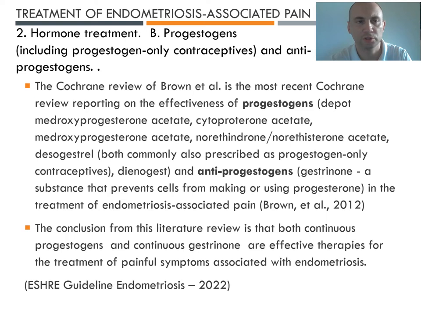Progestogens, including progestogen-only contraceptives and antiprogestogens. The Cochrane review of Brown et al., the most recent Cochrane review reporting on the effectiveness of progestogens, medroxyprogesterone acetate, cyproterone acetate, norethindrone, norethisterone acetate, desogestrel, both commonly also prescribed as progestogen-only contraceptives, dienogest, and antiprogestogens, gestrinone, a substance that will prevent cells from making or using progestogens, in the treatment of endometriosis-associated pain. The conclusion from this literature review is that both continuous progestogens and continuous gestrinone are effective therapies for the treatment of painful symptoms associated with endometriosis.